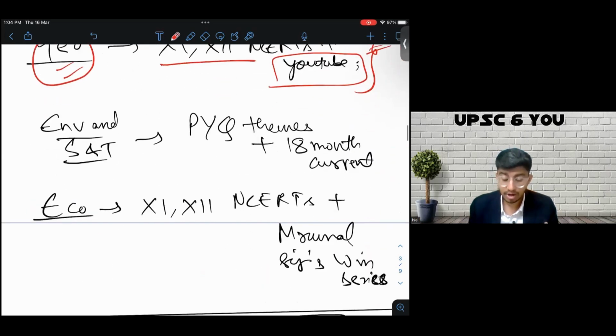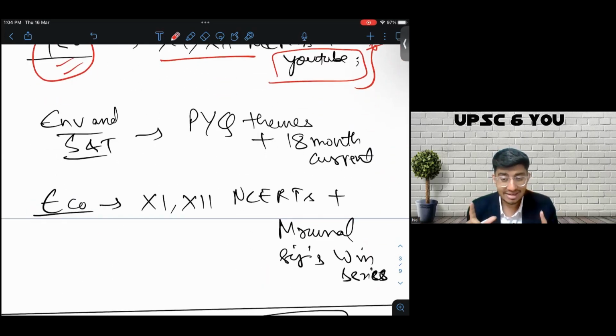And finally, I think we come to environment and science and tech. My mindset is really different as far as environment and science and tech is concerned. I personally don't think you need to read anything for science and tech, not even NCERTs, because the return on investment is really poor. And for environment, I think Shankar has now gone beyond giving you a good return on investment.